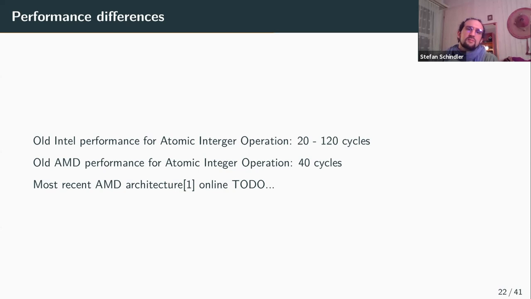AMD Opteron is the last platform I was able to get solid numbers from. It's 40 cycles for every operation. Very deterministic, very nice for everybody that relies on real-time systems. For the Ryzen and Epyc, I haven't been able to get solid numbers and I haven't had the time to measure it myself. But it will be roughly in the same neighborhood, if not better.